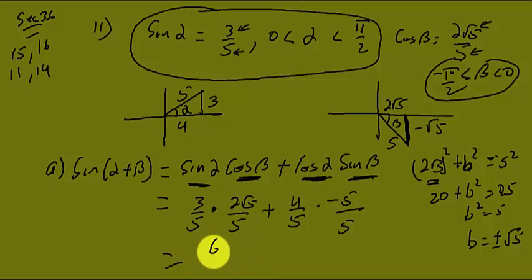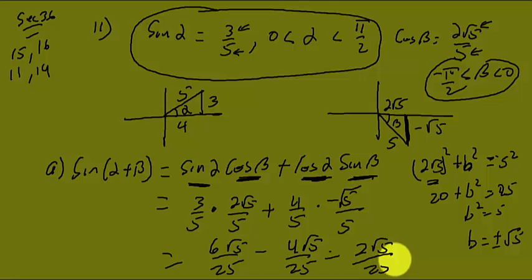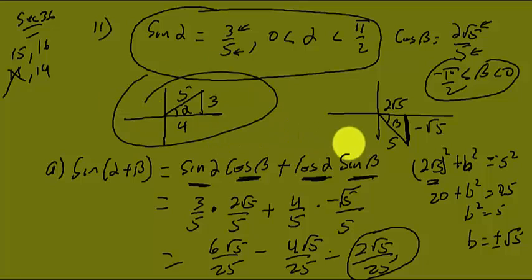Clean it up. This is 6 rad 5 over 25 minus 4 rad 5 over 25, which is going to give me 2 rad 5 over 25. And then you do the other three trig identities. Just plug them in. Does that make sense? And use the same triangles, alpha and beta.